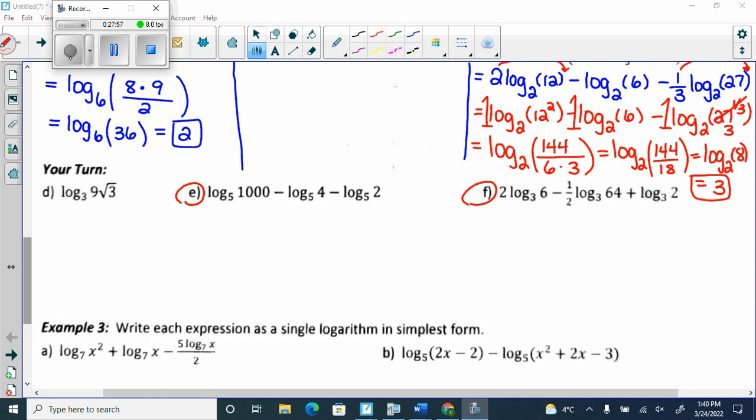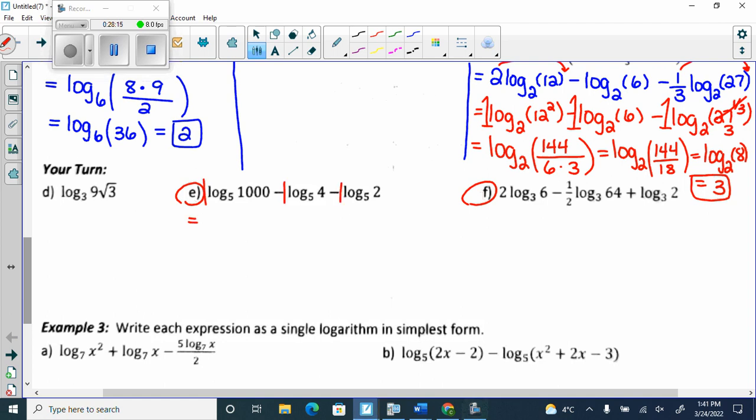Now, some people will say, what happens if they're not all base 5? Well, then you can only put the ones together that are base 5, and the other ones that aren't base 5 would just sit separately. You just wouldn't be able to write it all as one single logarithm, but you could write some of them together. Okay? So these have all base 5 and then plus 1, minus 1, minus 1.